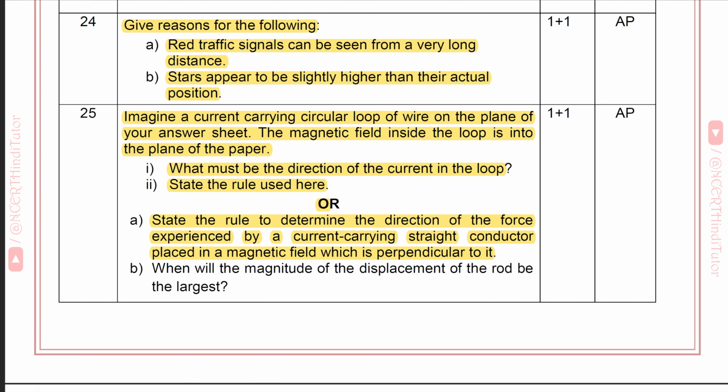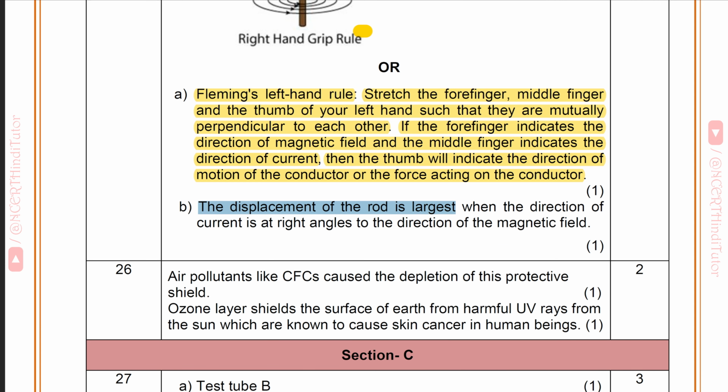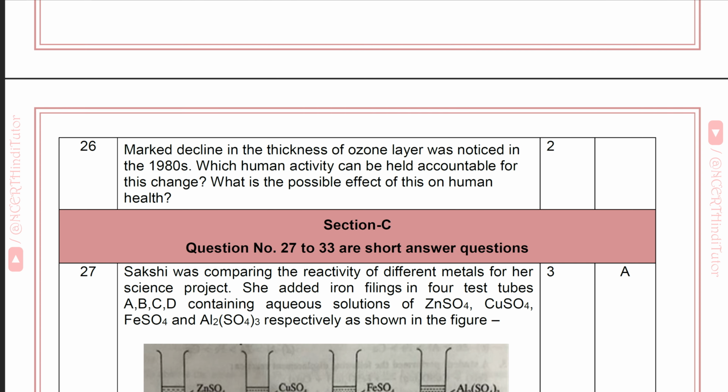B. When will the magnitude of the displacement of the rod be the largest? Answer: the displacement of the rod is largest when the direction of current is at right angles to the direction of the magnetic field.